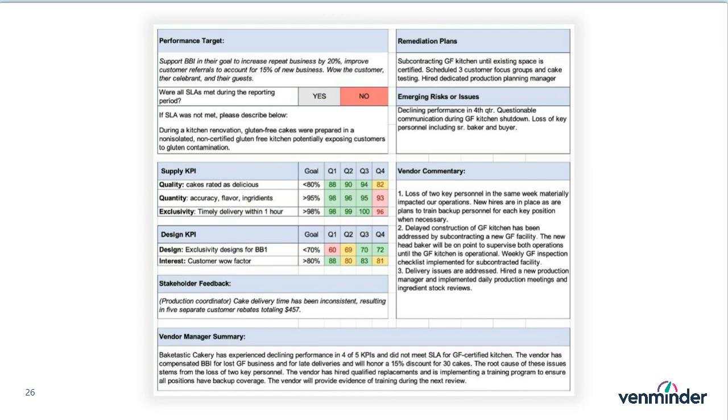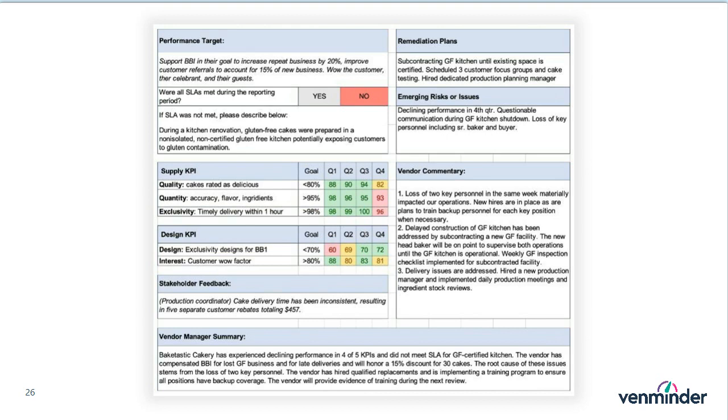We also have emerging risks or issues. So from our perspective, there's declining performance in the fourth quarter overall. And we know that the communication regarding that gluten-free kitchen was really bad. But more than that, they lost 2 key personnel, including the senior baker and the buyer. So that could have some real impacts on some of their KPIs.